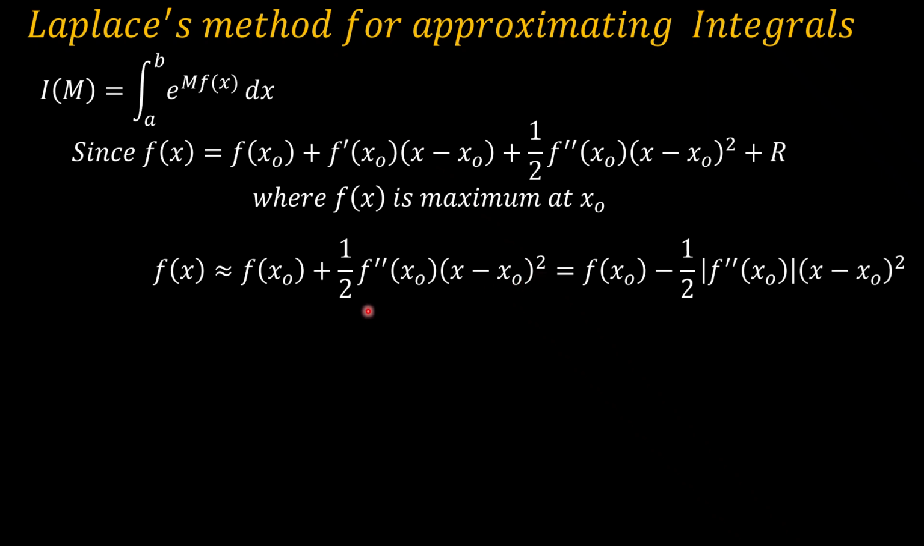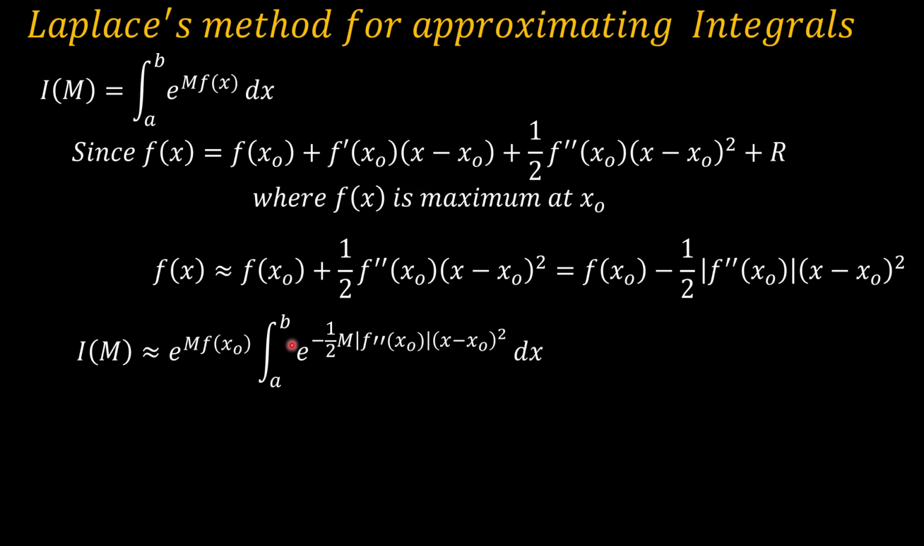But for a function that is locally maximum at x naught, the second derivative is going to be negative. So if we take the absolute value of f double prime x naught and then introduce the sign, these two expressions would be the same. Therefore, I_m can be approximated as, this first term is a constant, e to the power m f(x naught), times the integral from x equals a to x equals b of e to the power negative half m times the absolute value of f double prime x naught times x minus x naught squared.